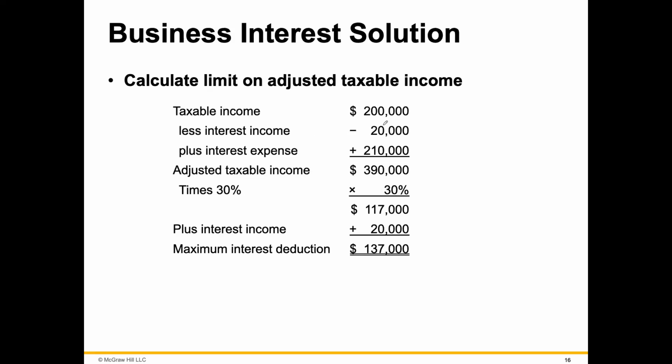So first, we have taxable income of $200,000. We're going to subtract the $20,000. We're going to add the interest expense. That gives us an adjusted taxable income of $390,000. We're going to multiply that by 30%. There's 117,000. And then we're going to add the interest income back in. So we're up to 137,000.